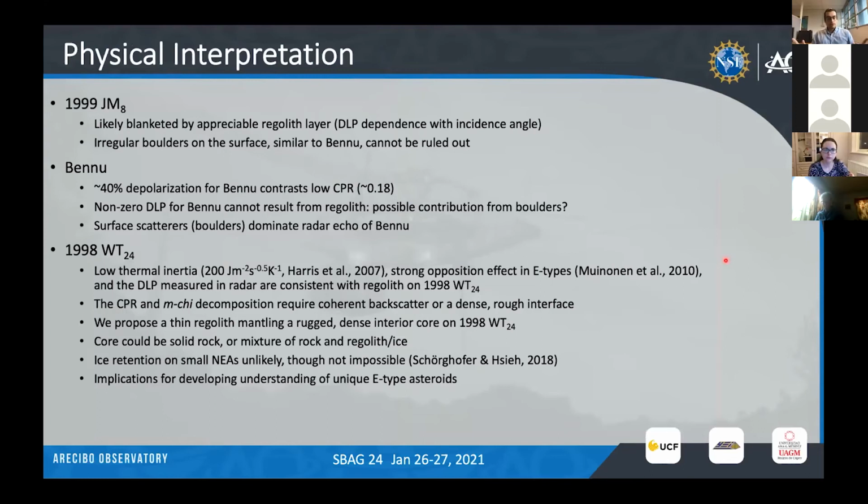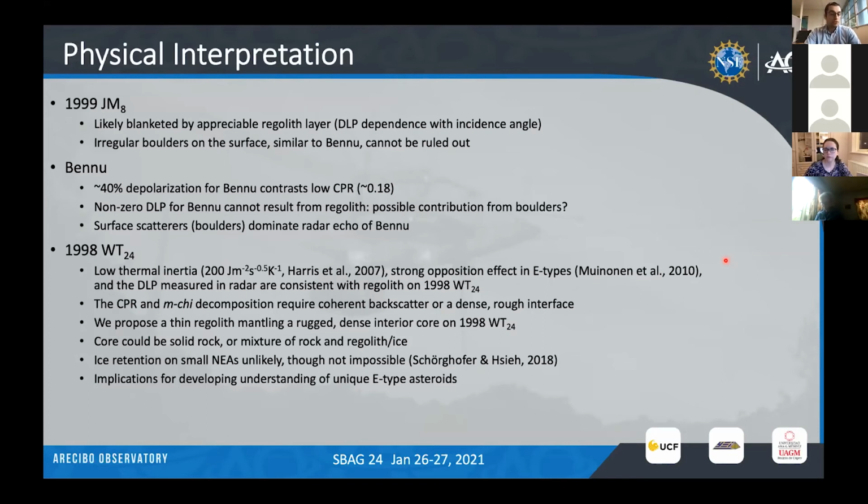So based on the qualitative understanding of those images and working through that quantitative analysis, which I don't have time to get into, I'm just briefly going to go over the physical interpretation that we concluded based on our work. So 1999 JM8 is likely blanketed by an appreciable regolith layer, although we can't rule out the possibility of irregular boulders on the surface similar to Bennu.